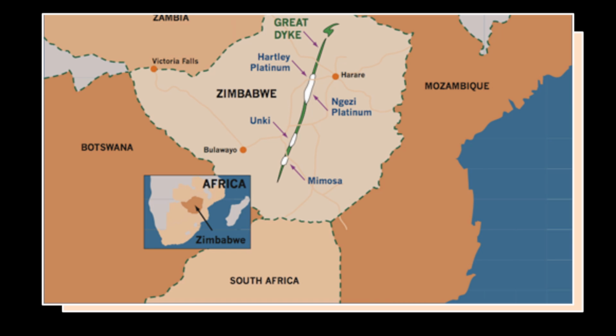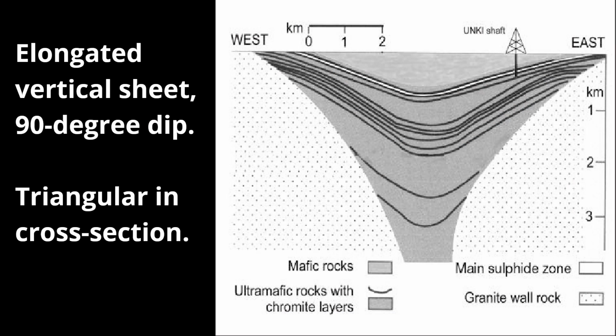So this image is just outlining the location of the Great Dyke. As you can see, it's on the eastern side of Africa, and it cuts across basically the entirety of the center of Zimbabwe. It's a pretty large intrusion here. You can see how there's a bunch of different subsections here, which we'll get into later with some further maps that are more detailed. So the Great Dyke shape is linear and elongated.